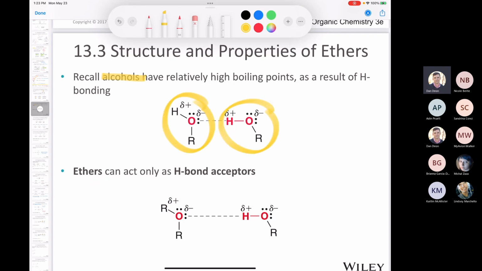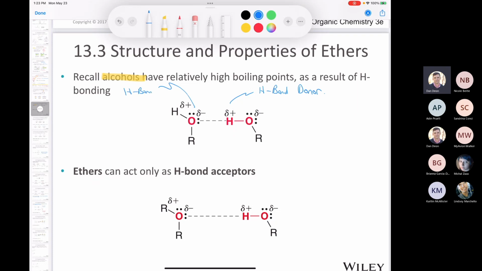Here I have two generic alcohols, and I'm showing the hydrogen bonding between the two. Whichever alcohol has the hydrogen atom that's participating in the hydrogen bond, I don't know if I ever covered this with you before, but we call this the hydrogen bond donor, because it's the one with the hydrogen atom. And then you'd call this one here the H bond acceptor, like that.